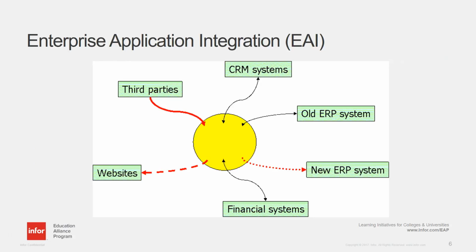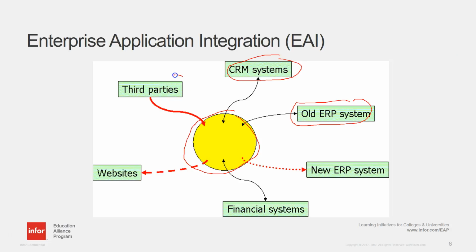Here is an example. In this case, the yellow balloon is the middleware or EAI. The EAI can communicate, notice that the arrows go both ways, with a customer relationship management system and with a legacy ERP system. Maybe the ERP system is being upgraded, and so you have a new ERP system where all the data has to communicate through the middleware.